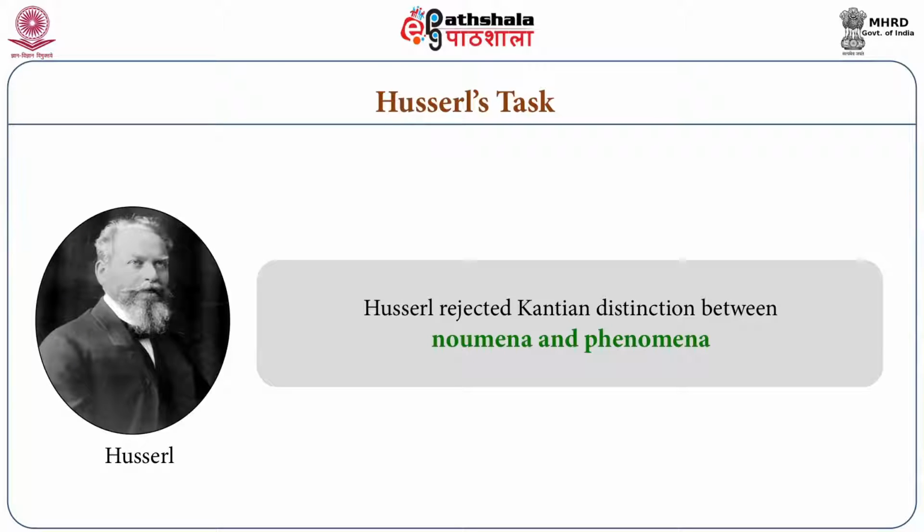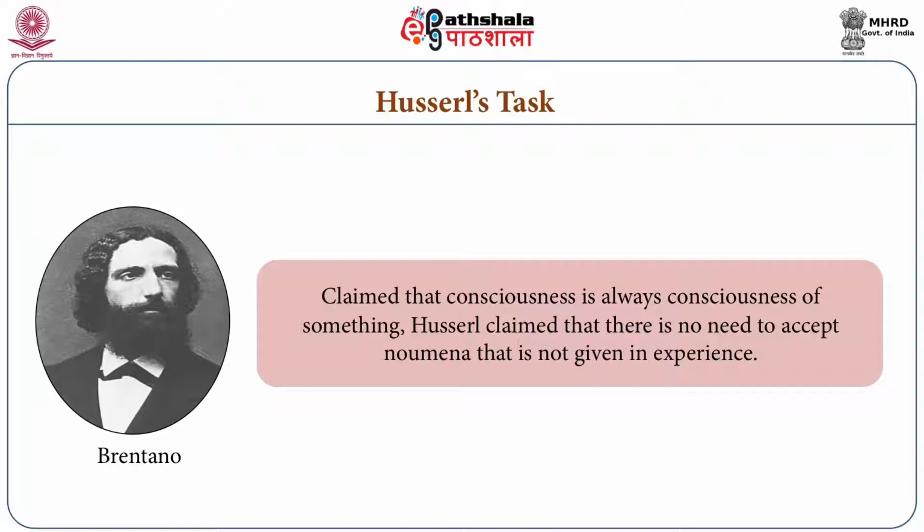Now, Husserl rejected this Kantian distinction between noumena and phenomena. Following Brentano, who claimed that consciousness is always consciousness of something, he said there is no need to accept noumena which is not given to us in experience. So, in taking on this Kantian problem and rejecting the distinction between noumena and phenomena, he comes up with his own package where both the object and consciousness, or the subject and the matter, are closely imbricated.